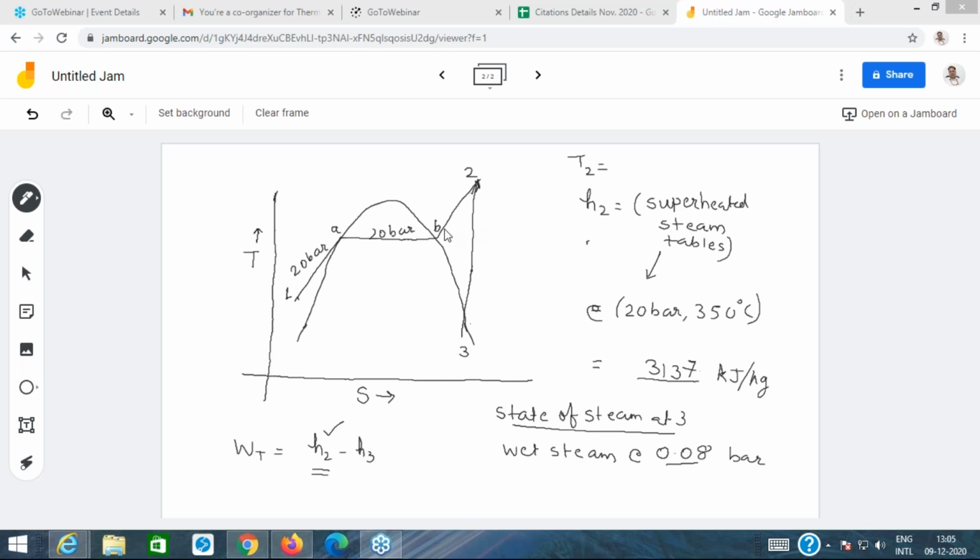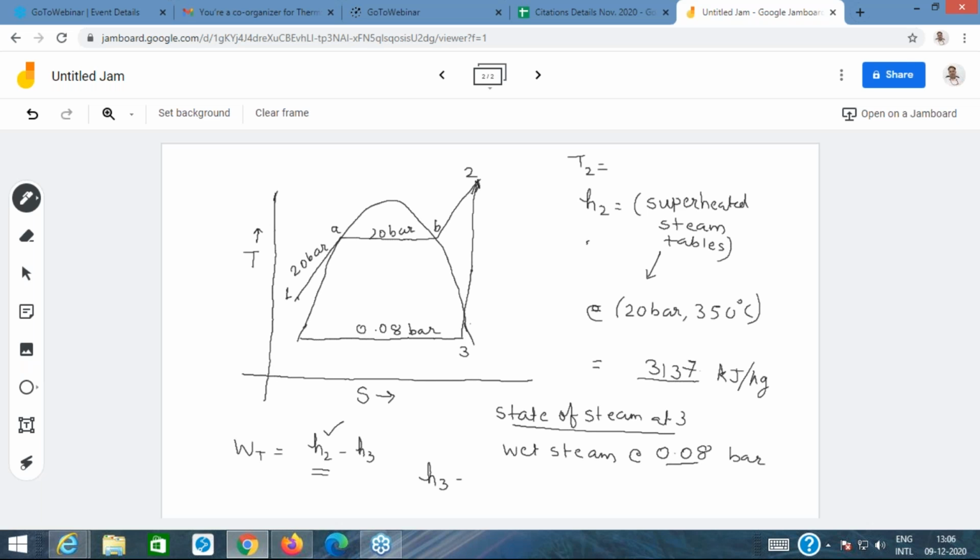So the steam at state 3 would be at 0.08 bar, that is, at condenser pressure. That is, it would be on the condenser pressure line. So let me draw the condenser pressure line on this. The condenser pressure line is this, and the pressure is 0.08 bar. So how do you find the enthalpy at state 3?